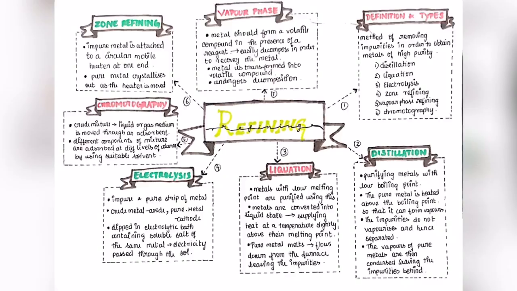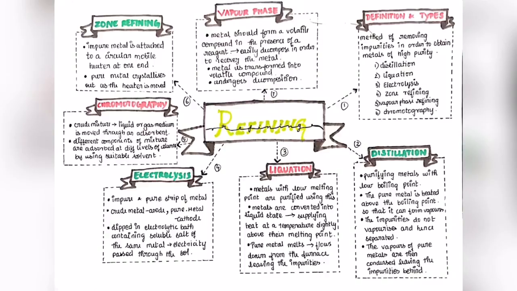Next is electrolysis process. There are two strips, impure and pure strip of metal. The pure metal is taken as cathode and then the impure metal is taken as anode. And both the metal strips are dipped in an electrolytic bath. And when electricity passes through the solution, the impurities settle as anode mud. And thus the metal is refined.